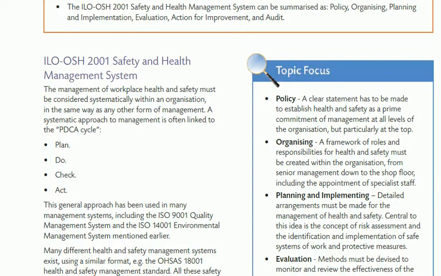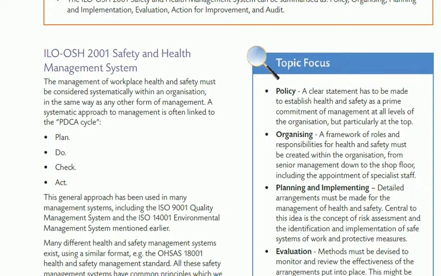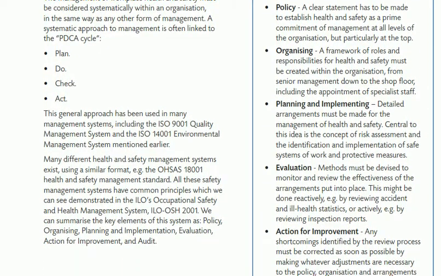Planning and implementing tells us how we are going to achieve this policy. Then evaluation is this: methods must be devised to monitor and review the effectiveness of the arrangements put in place. This might be done reactively by reviewing accident reports, health statistics, or actively by reviewing inspection reports.